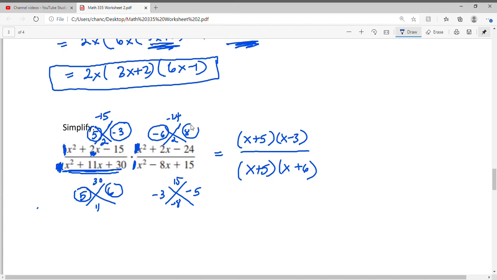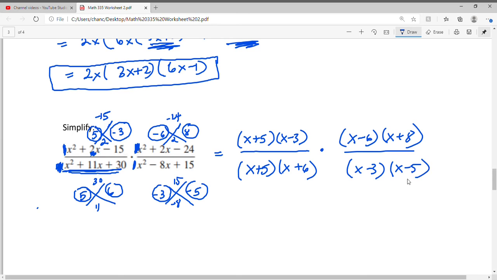We don't have to use the AC method. So let's write down our factors: x minus 6, x plus 8 over x minus 3, x minus 5. Now the fun part, we get to see what reduces.